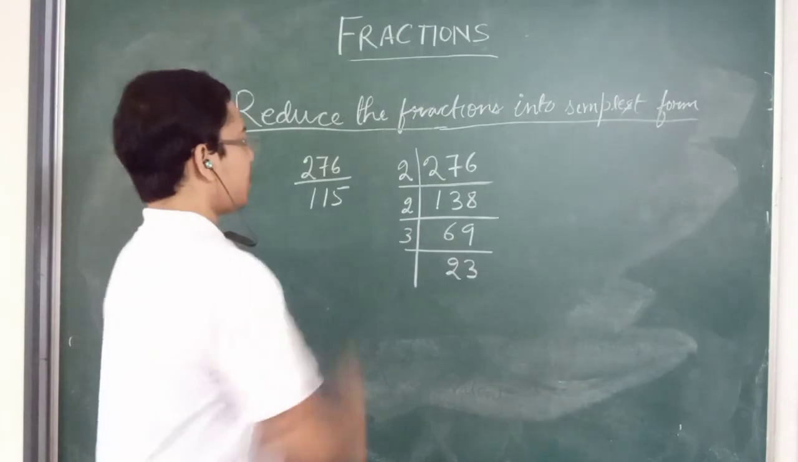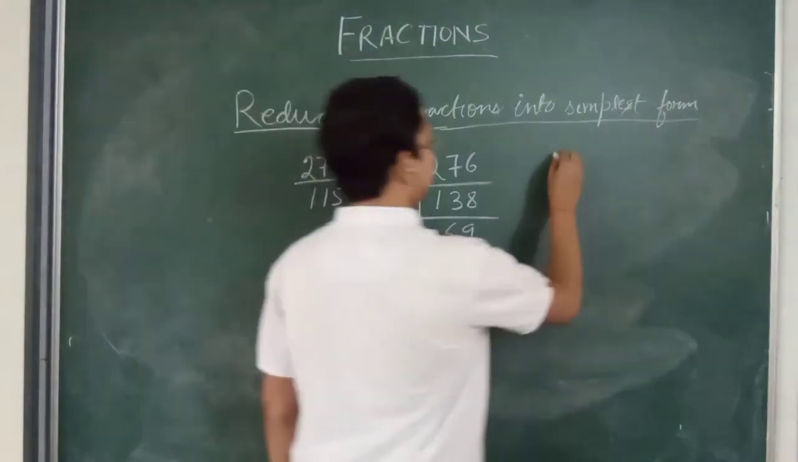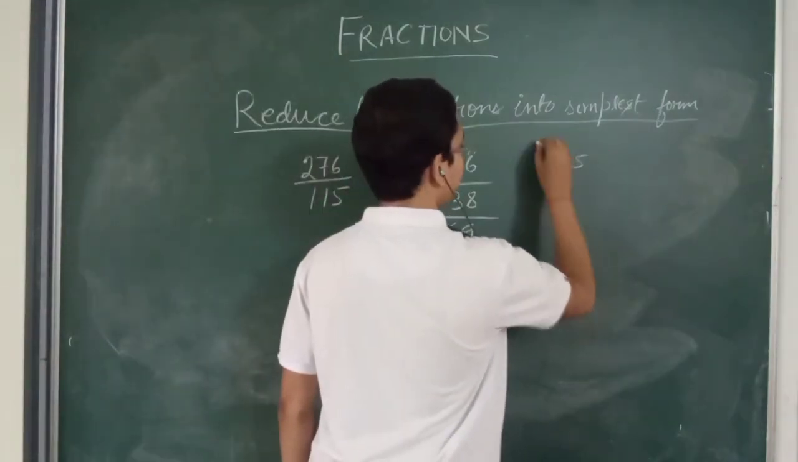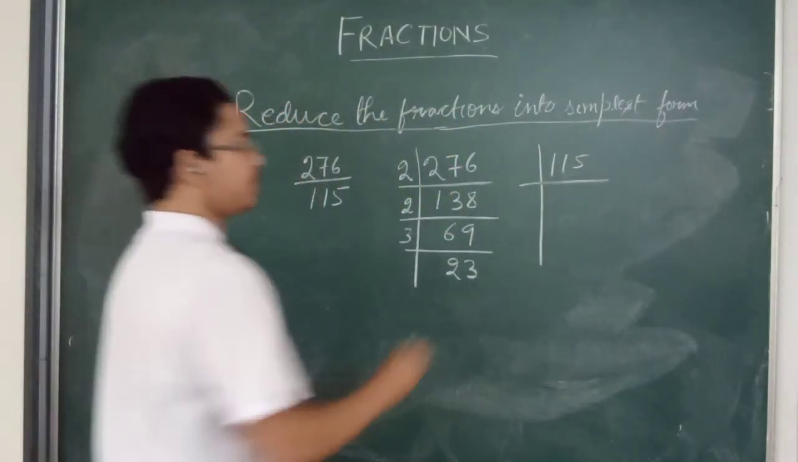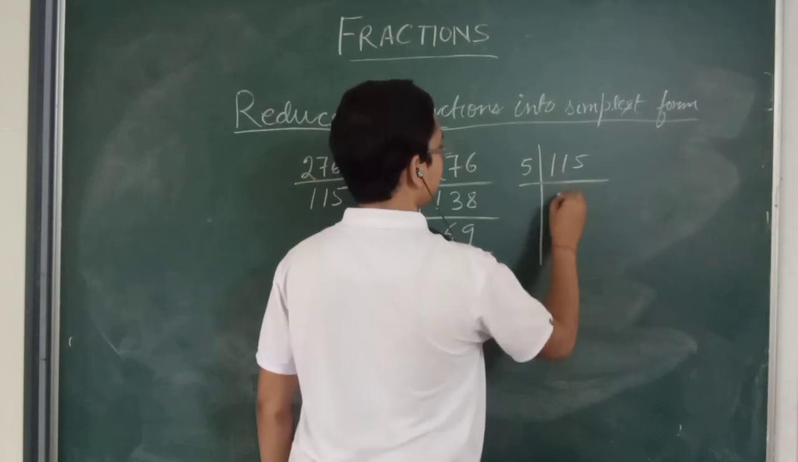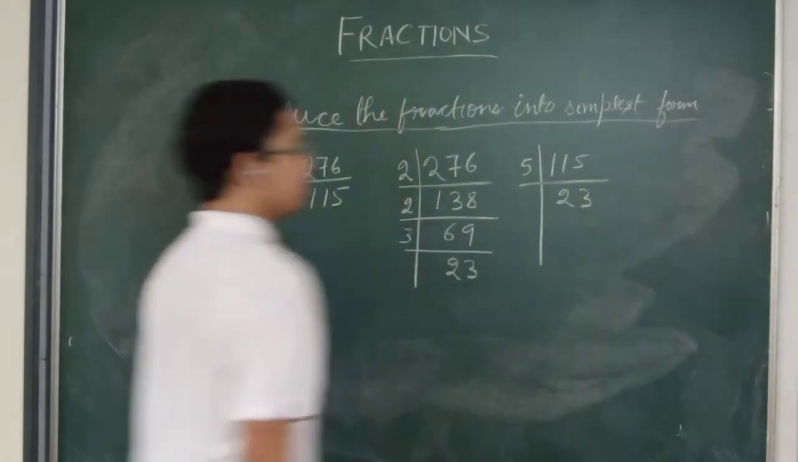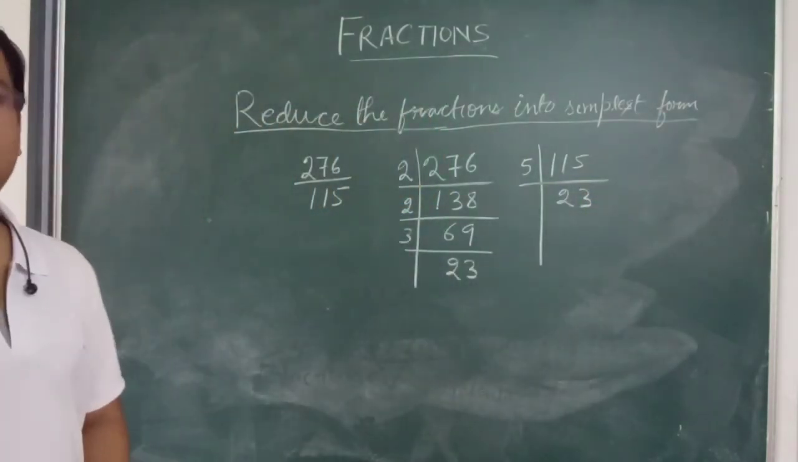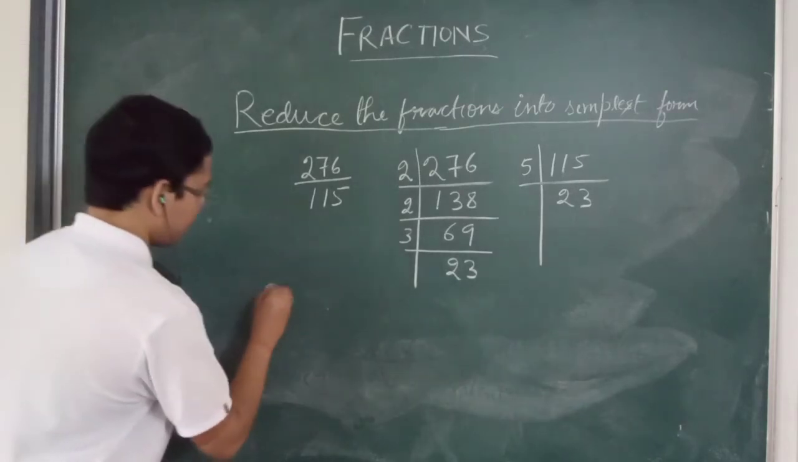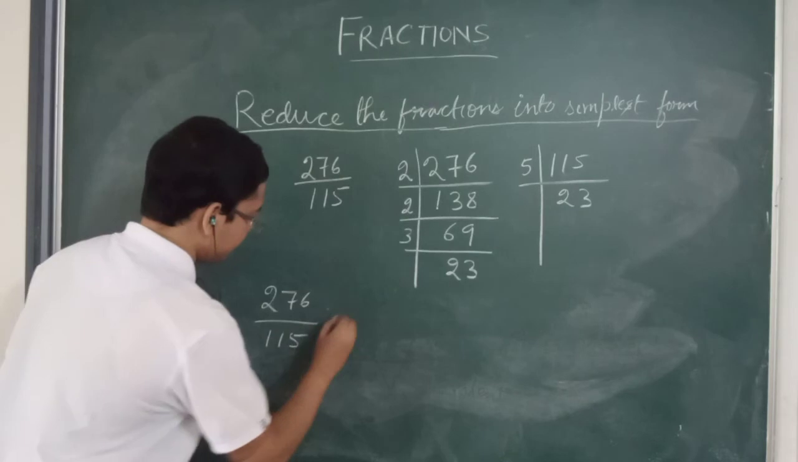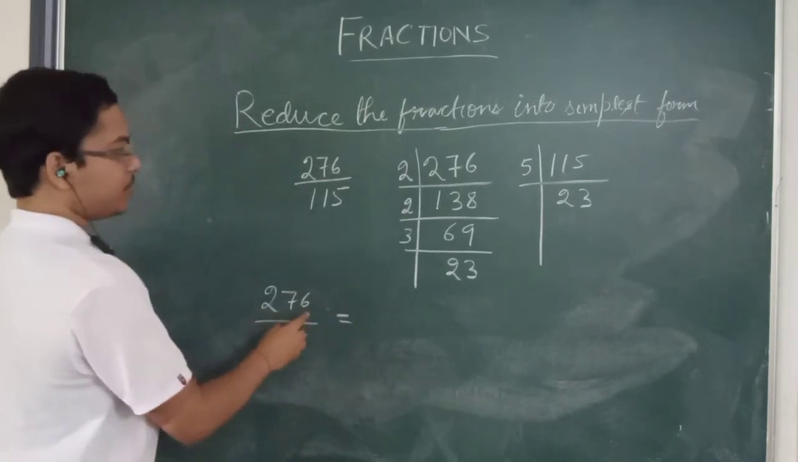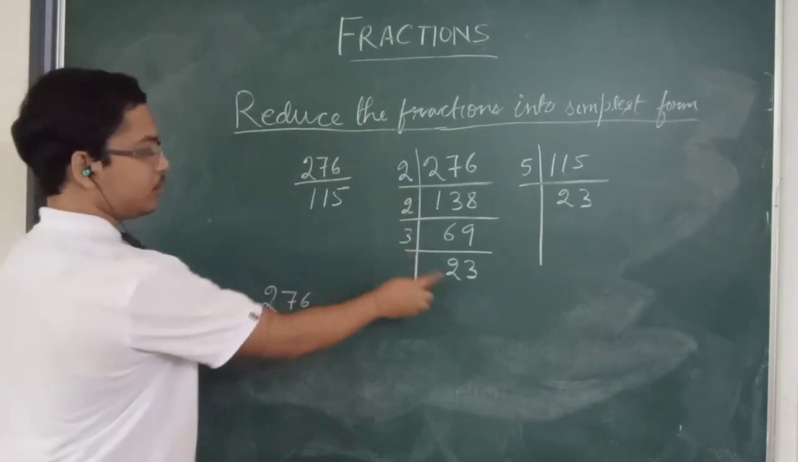Let us now find the prime factorization of 115. It will be divisible by 5, giving 23. So it is no more divisible. So we can write 276 by 115 as, in place of 276 we can write 2 into 2 into 3 into 23.